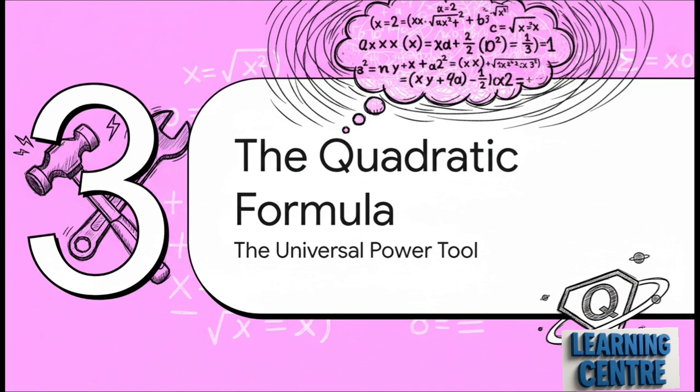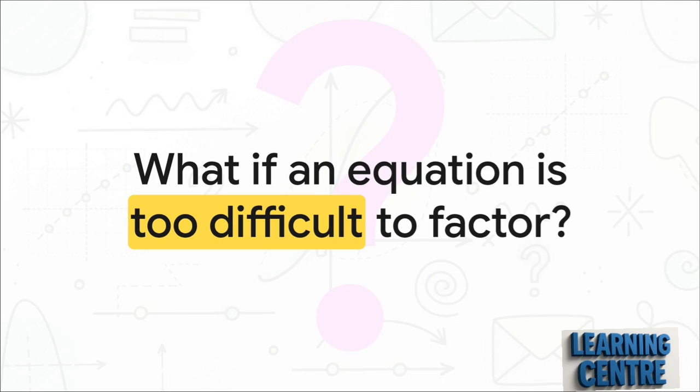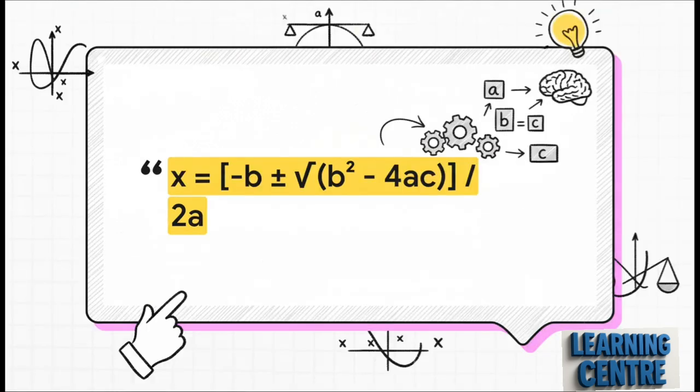It really is. But what happens when an equation is just stubborn? What if you're staring at it and you just can't find those two magic numbers? Well, that's when we bring out the heavy hitter. This is the quadratic formula, and it's the power tool that works on any quadratic equation, no matter how messy or complicated it looks. You absolutely do not give up. Nope. You just reach for the tool that was designed and built for every single job. And here she is, the big one.